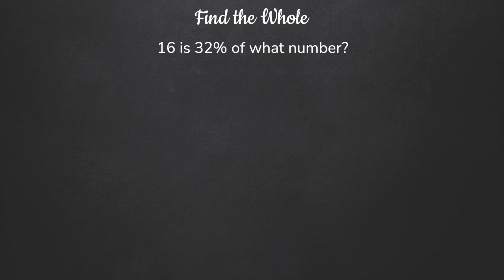Lastly, we have 16 is 32% of what number? So we're going to replace the percent with 32. And now we have 32 out of 100, and that makes sense because percents are out of 100. Then we're going to replace is with 16 because 16 is 32%. And we want to figure out what it's out of, what 100% would be.